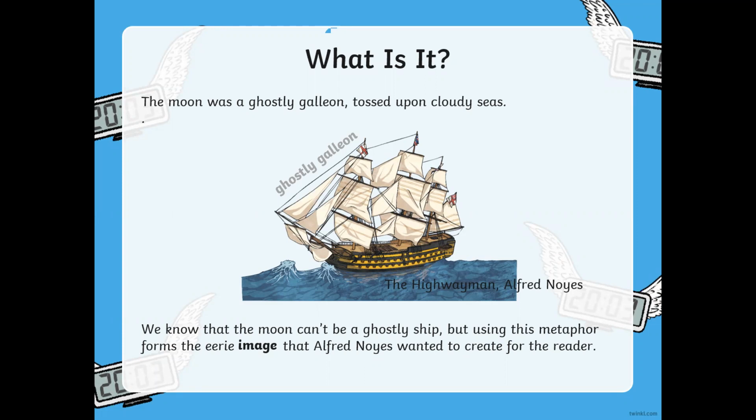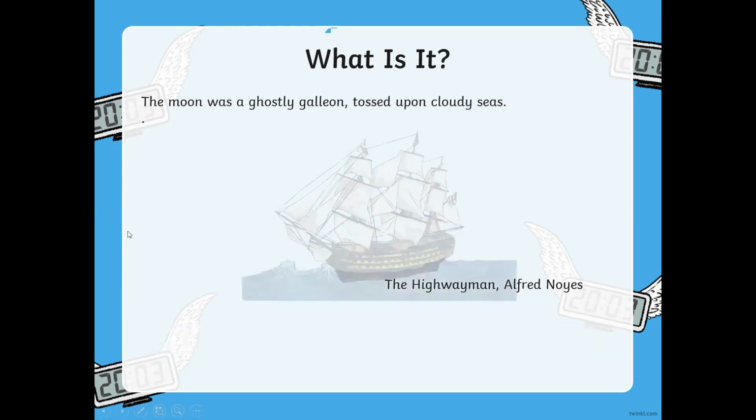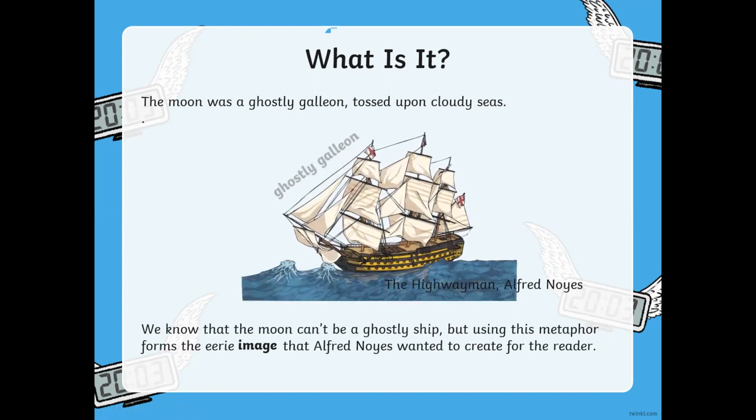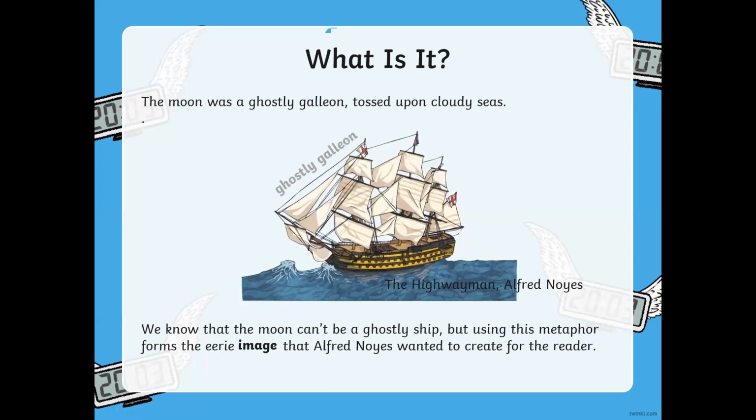Very good. So if we look at it, it says the moon was a ghostly galleon. We know that the moon is not a ship. But what it's saying is the way the ship moved, right? Like it's moving up and down, being tossed by the waves. That's the picture that the writer wanted to convey in our minds. And so using metaphors is good because it creates imagery and it creates similarity.